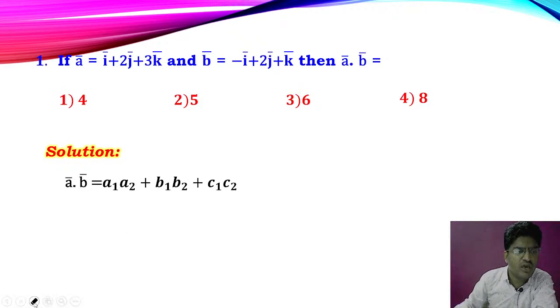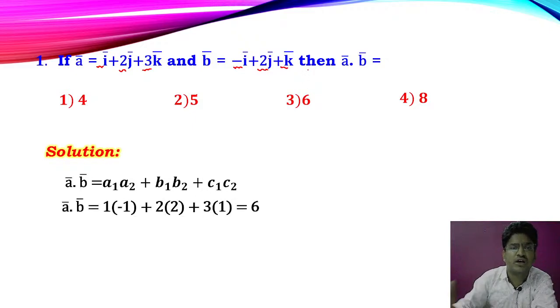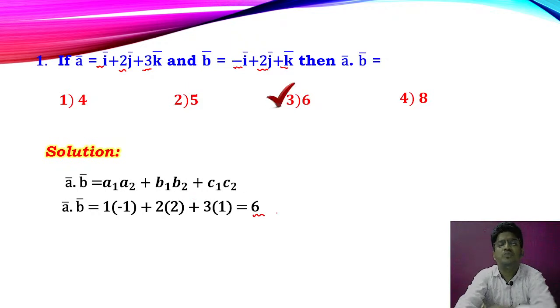So therefore here you have A1 as I cap coefficient, A2 as I cap coefficient, B1 as j cap coefficient, B2 as j cap coefficient, C1 as 3 and C2 as 1. If I do the multiplication of those terms, that is 1 into minus 1, 2 into 2 plus 3 into 1, we are going to get 6. Clear? So therefore option 3 is going to be the right answer for this particular problem.